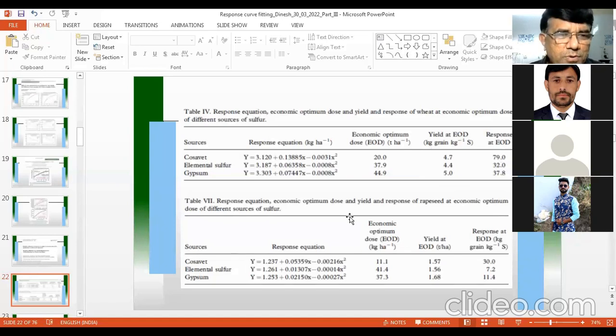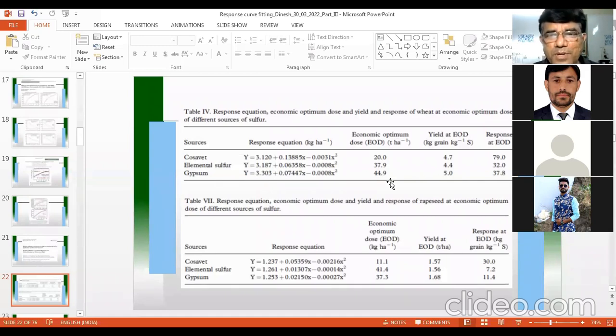Yesterday, I told you how to calculate the responses and economic optimum dose and so on. On the bottom side you see another crop, and very interesting information may come. For example, if you have phosphate as a source of sulfur, then the optimum dose is 20. If you have elemental sulfur, then the optimum dose is 38. If gypsum, then the optimum dose is 45. So it is a really interesting result. It gives you very good information if you have different sources, and it was tested in one experiment.